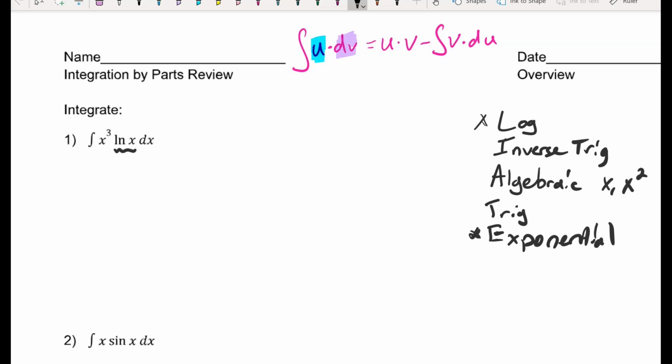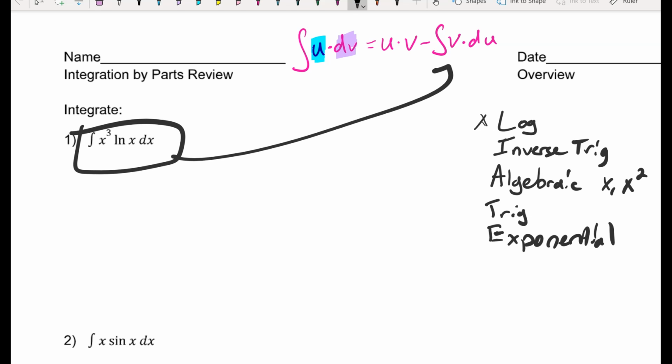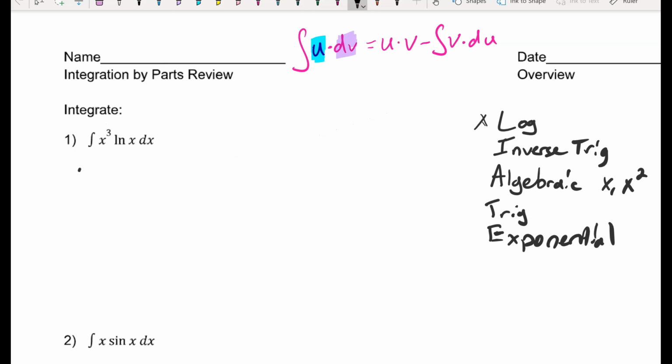The reason why the exponential is the last one there is because when I differentiate e to the x, I still get e to the x. And the whole idea here is that we want to somehow simplify this integral when we get to that integral of v du step. So let's get started. I'm going to give myself a little bit of space to pick a u and to pick a dv. Well, like I said, the first thing I look for is a log function, and there's ln of x right there. So I'm going to make u ln of x, which means that dv is just everything else I have left. So that x cubed and the dx.